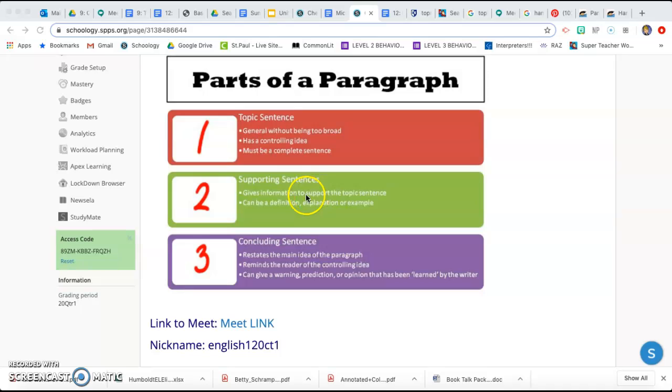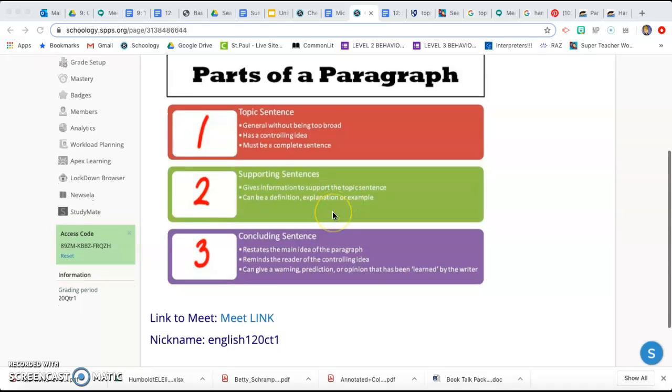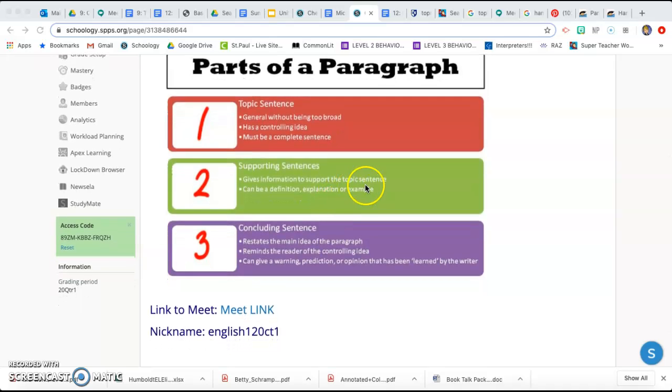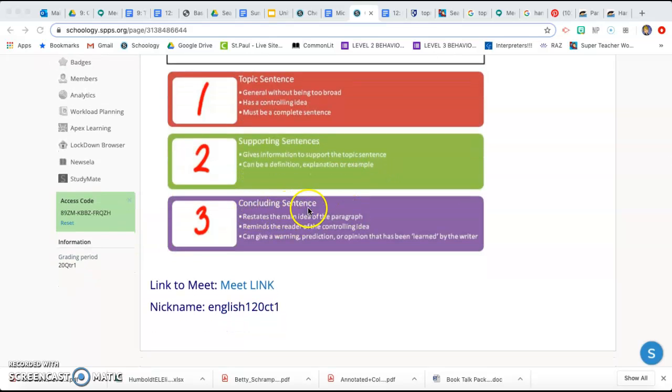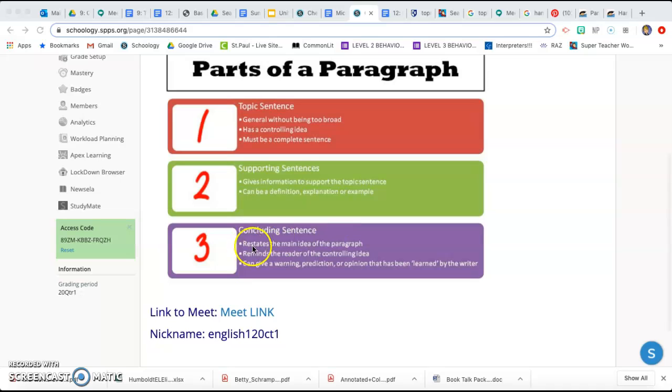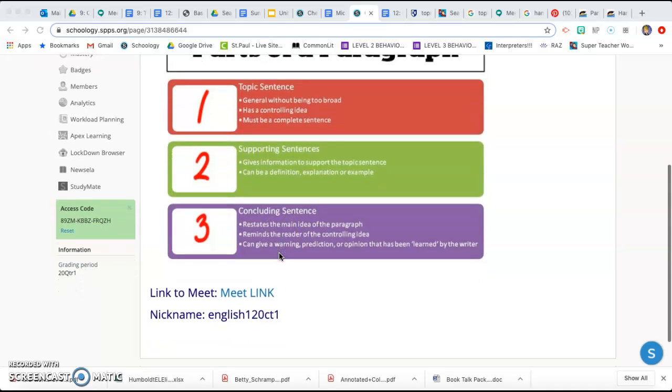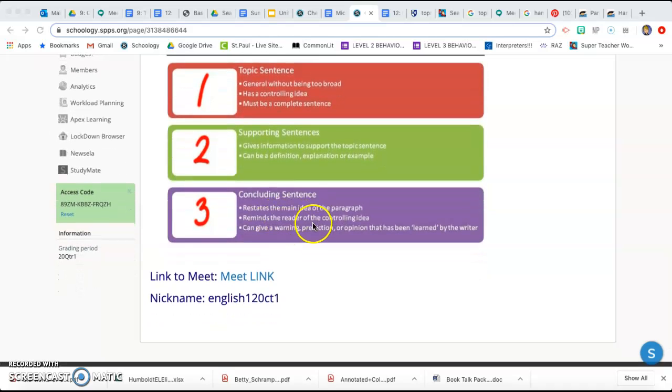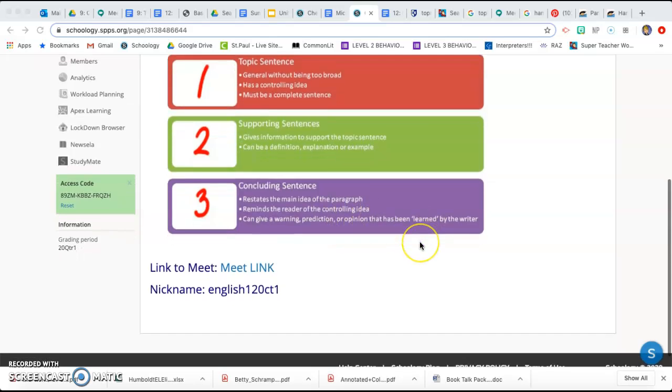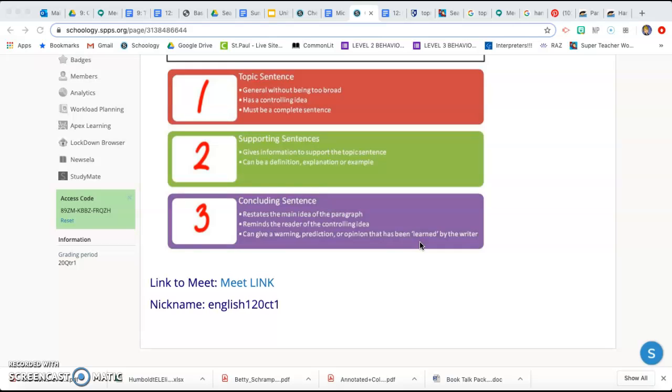For most of you, you're going to find that it's going to be something you're either explaining or maybe that you're giving an example. Like if you talk about coming to school in the United States for the first time, you might give an example of what made that day really hard. Finally, you're going to have the concluding sentence. This is going to restate the main idea of the paragraph. But remember, restate doesn't mean copy this down here. You want to say the main idea, but you want to use different words. You're going to remind the reader of what we read about. And sometimes, if it's the end of the paper, it might give a warning, a prediction, or an opinion. In your case, it might talk about how you have learned from the experience.